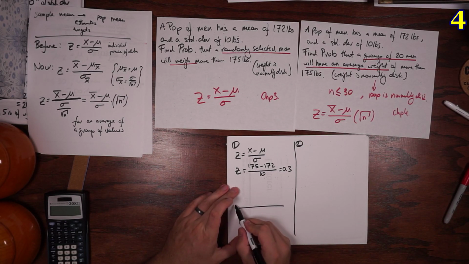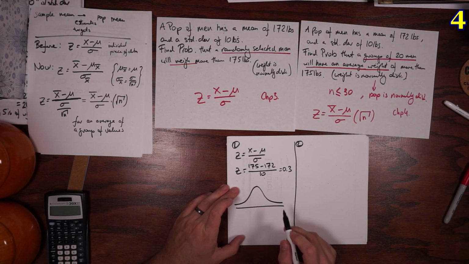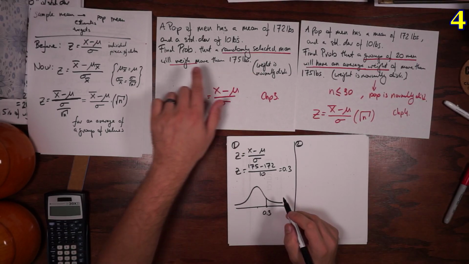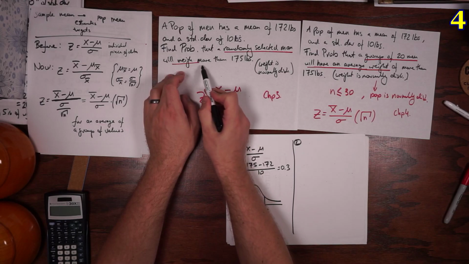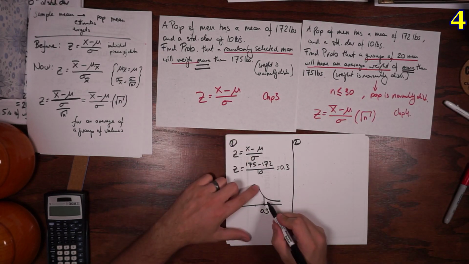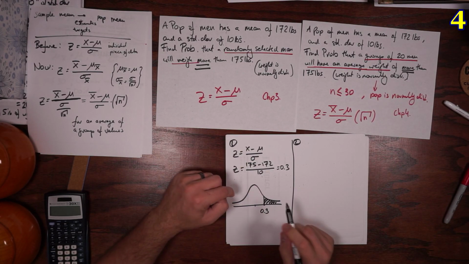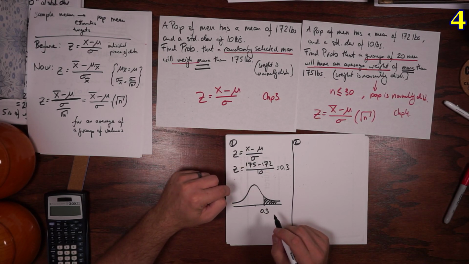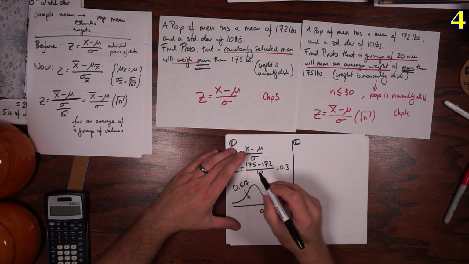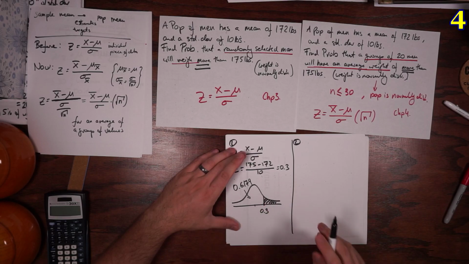Then we draw our picture. We realize that 0.3 is here. Which area are we looking for? We're looking for more, and the more is here as well. So we're looking for this area. We look up our z-score table and we get that this is 0.6179.